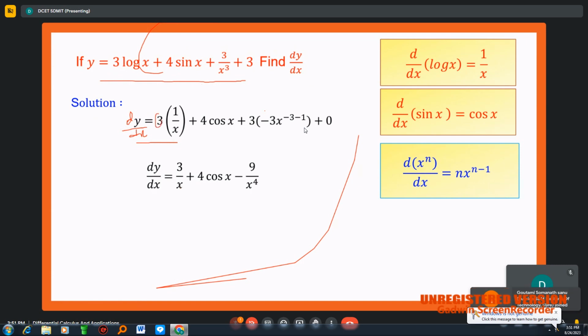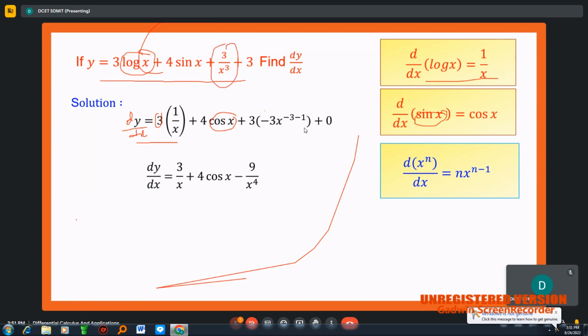3 is a constant. What is the differentiation of log x? Differentiation of log x is 1 by x. Plus 4 is constant. What is the differentiation of sin x? Differentiation of sin x is cos x. Plus 3 into, I'll explain this one, 3 divided by x cube is there.